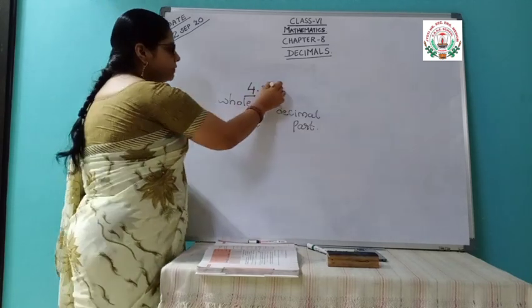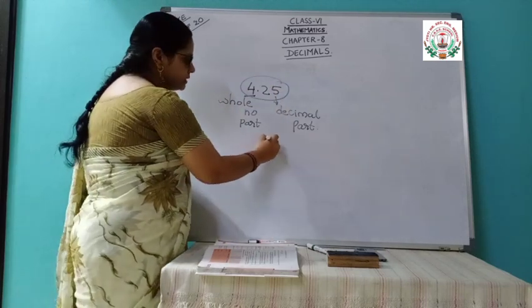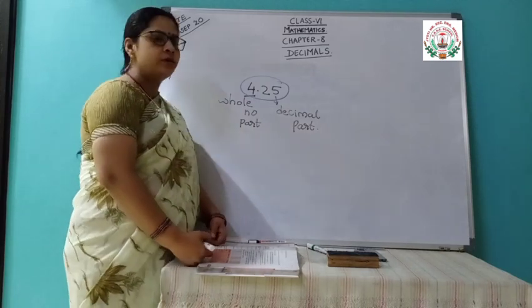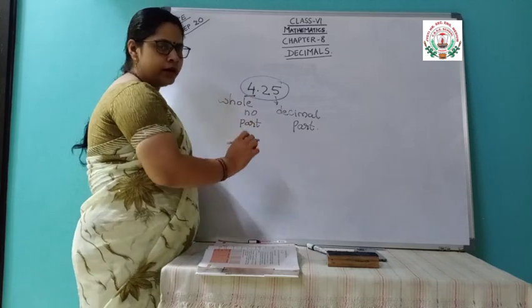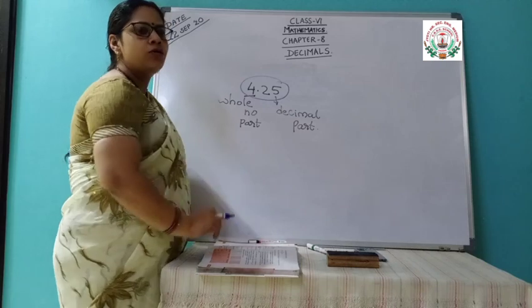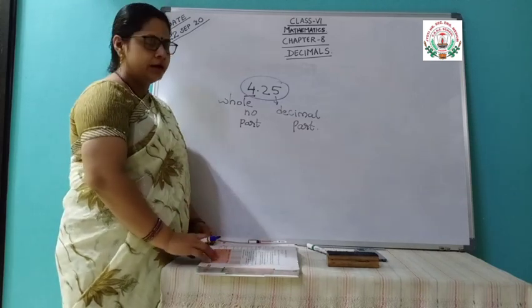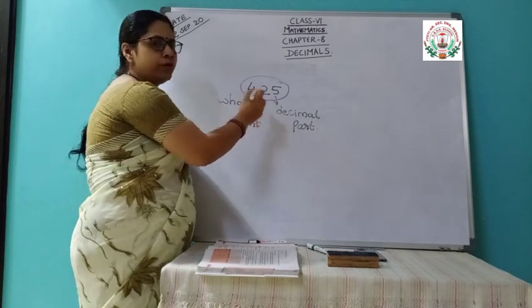Now, the way you are going to read this number: you cannot read it as 4 point twenty-five. We read the whole number part as such, like 4 point. Now after the decimal, how are we going to read? We read separate digits. So we read this number as 4 point 2 5.